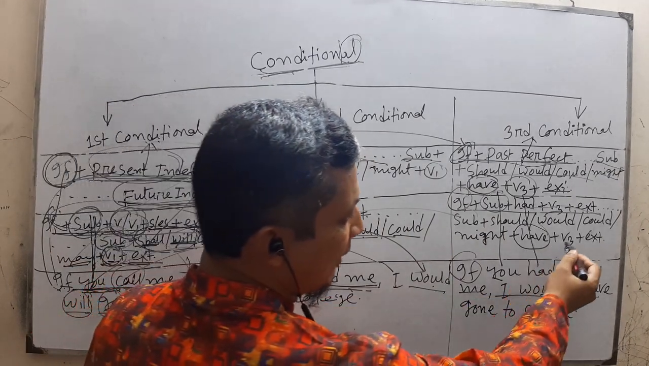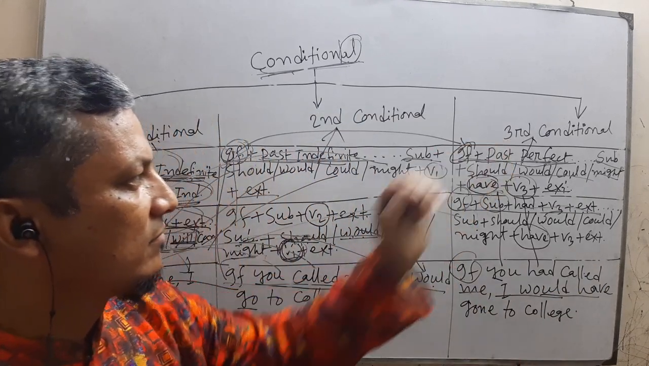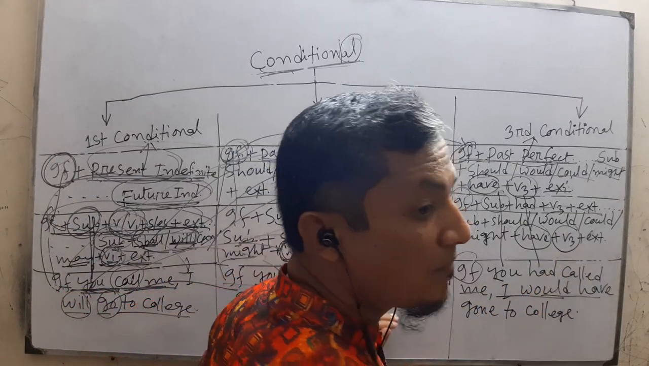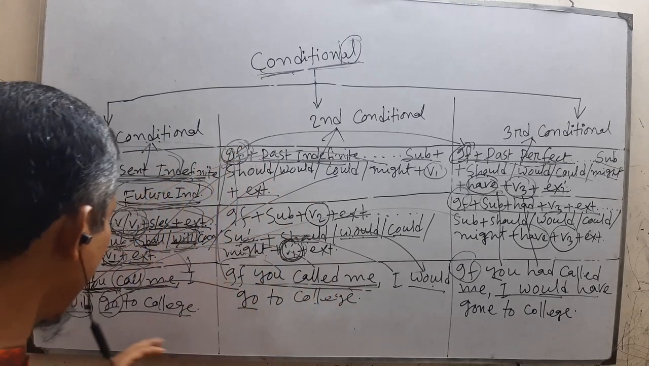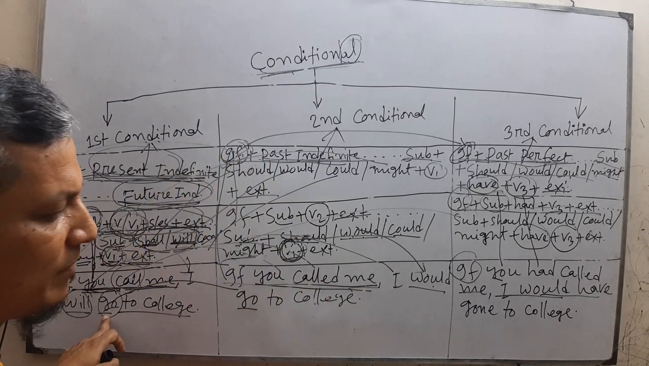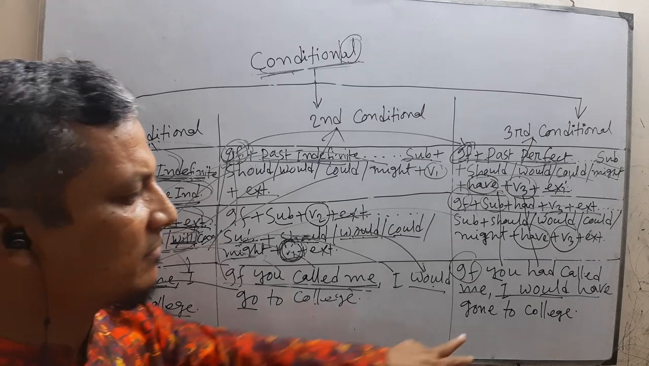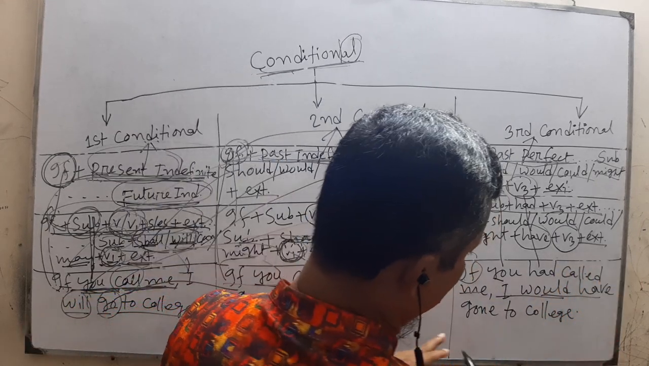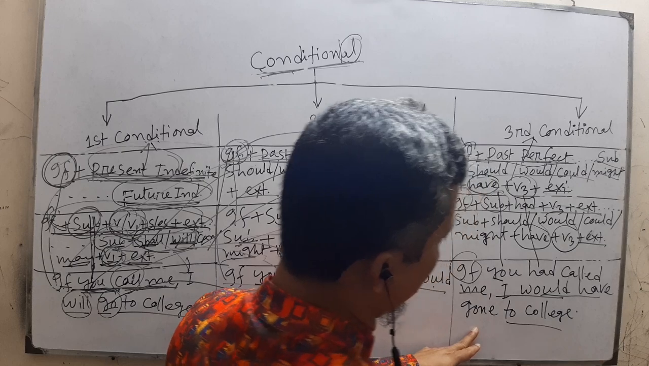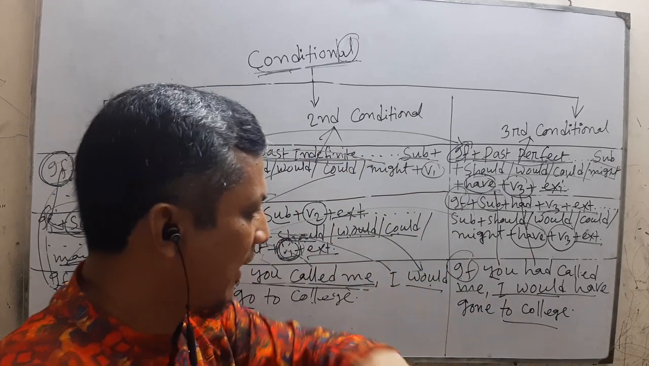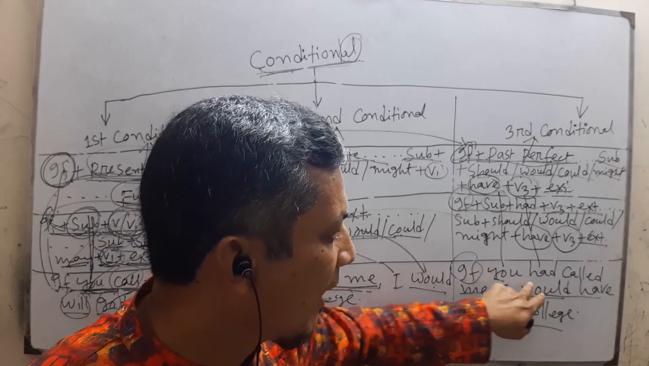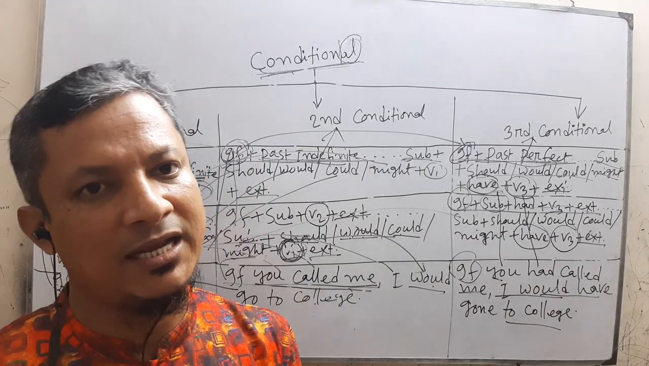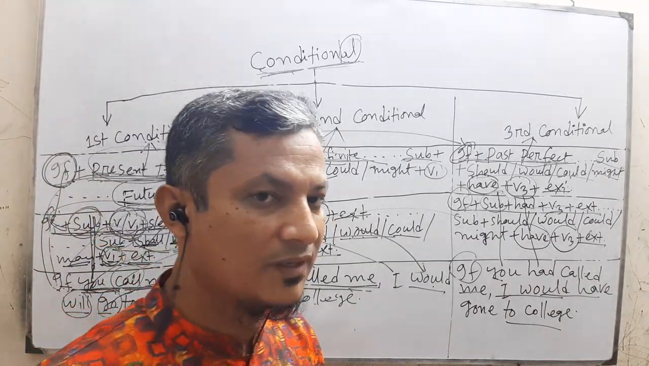Now, have. Then what will be the main verb in third conditional here? It will be related to past participle form. The present form is go, past form is went, and past participle is gone. So I would have gone. Then extension, here extension is to college. Am I clear to you, my dear students? Okay, now again follow. If you had called me, I would have gone to college. Am I clear to you?